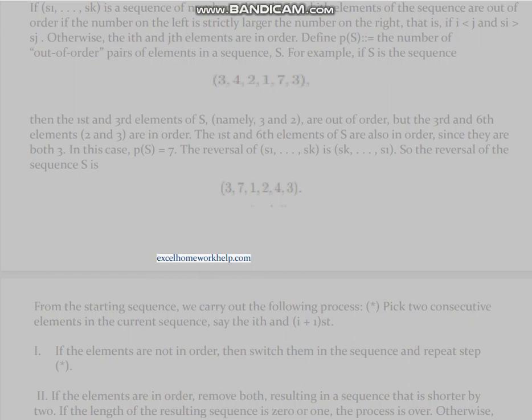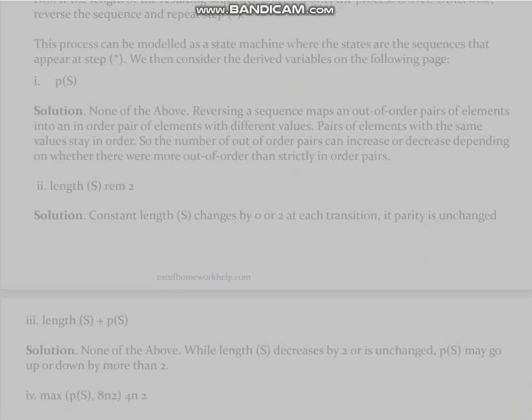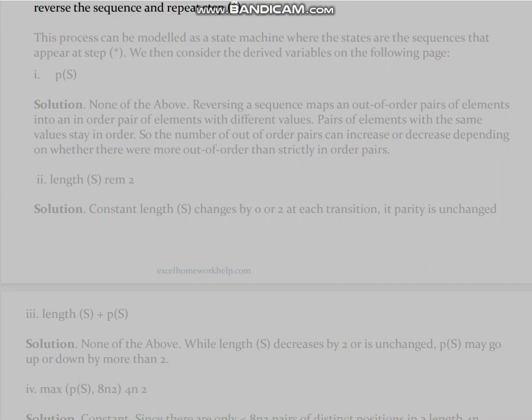So the reversal of the sequence S is excelhomeworkhelp.com. From the starting sequence, we carry out the following process, asterisk. Pick 2 consecutive elements in the current sequence, say the ith and i plus 1st. If the elements are not in order, then switch them in the sequence and repeat step asterisk. If the elements are in order, remove both, resulting in a sequence that is shorter by 2. If the length of the resulting sequence is 0 or 1, the process is over. Otherwise, reverse the sequence and repeat step asterisk.